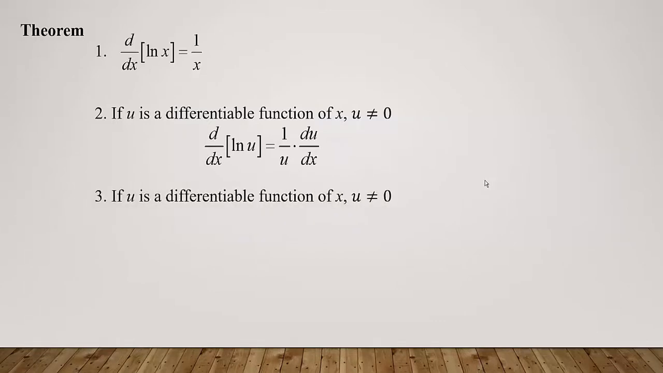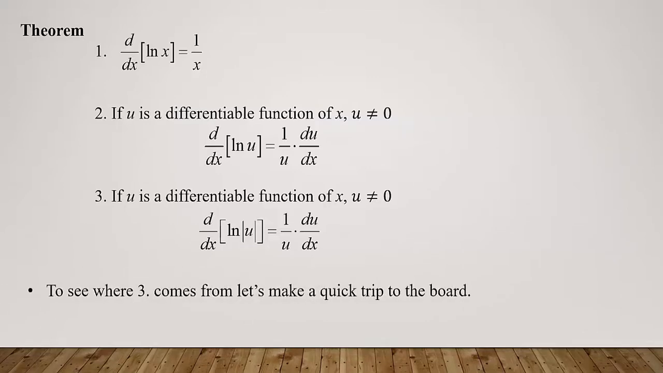And then part 3, if u is a differentiable function of x not equal to 0, when you d/dx the absolute value of u, well, that derivative is also 1 over u times du/dx. Now, there's something brewing here in part 3 of the theorem. So to see where part 3 of this theorem comes from, let's make a quick trip back to the board so we can analyze that.